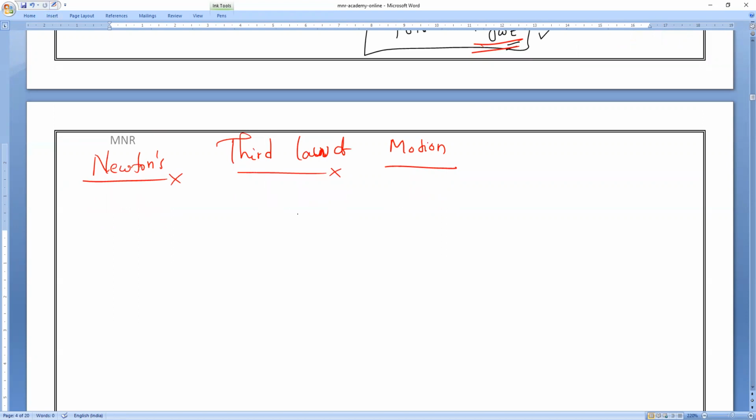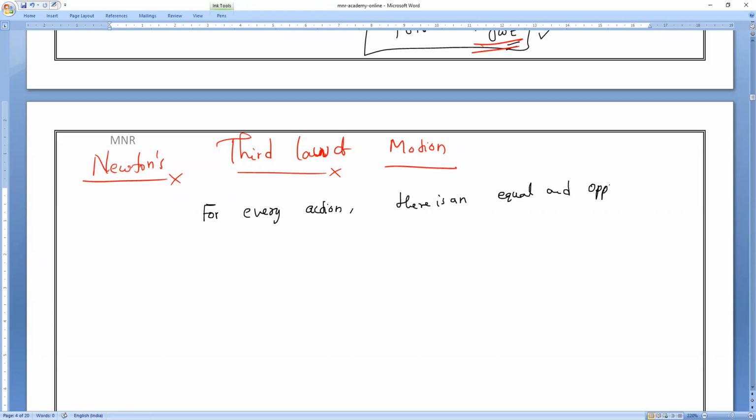Now let us study Newton's third law of motion. What is this Newton's third law? This is a very popular law, all of you remember. For every action, there is an equal and opposite reaction.